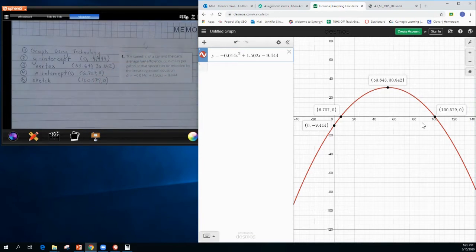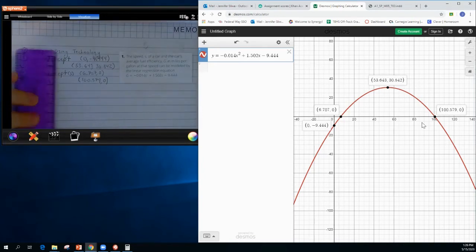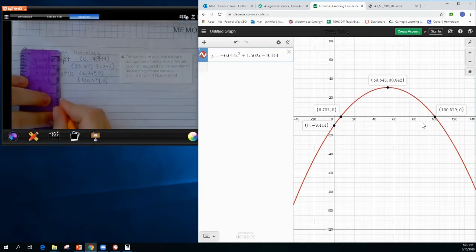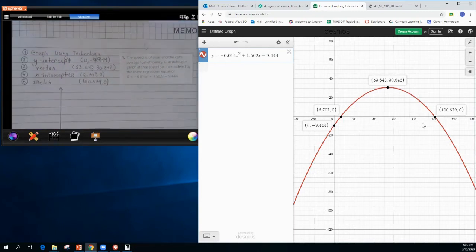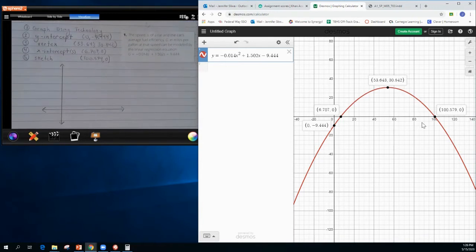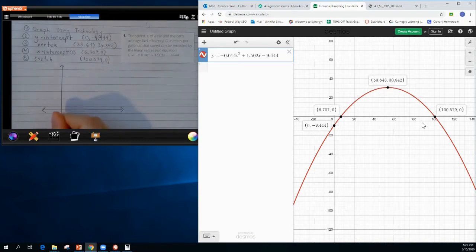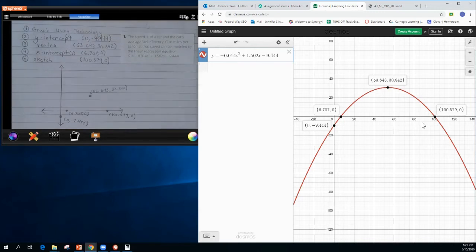Now sketch a model of your graph on your paper. The graph is primarily in the first quadrant, so I've chosen to enlarge my first quadrant relative to the other quadrants. Plot your key points. Now connect the points, making a curve.